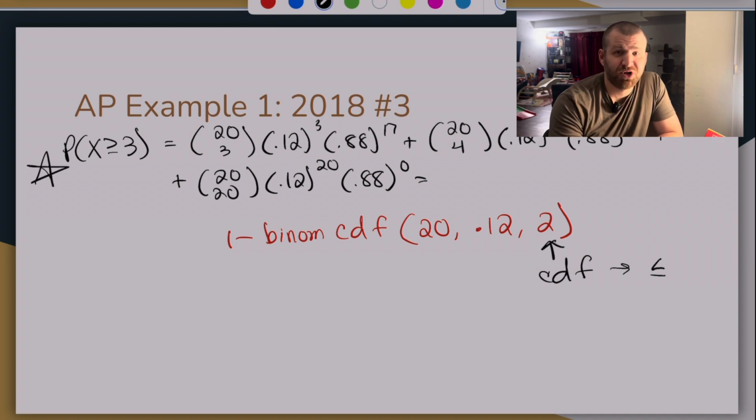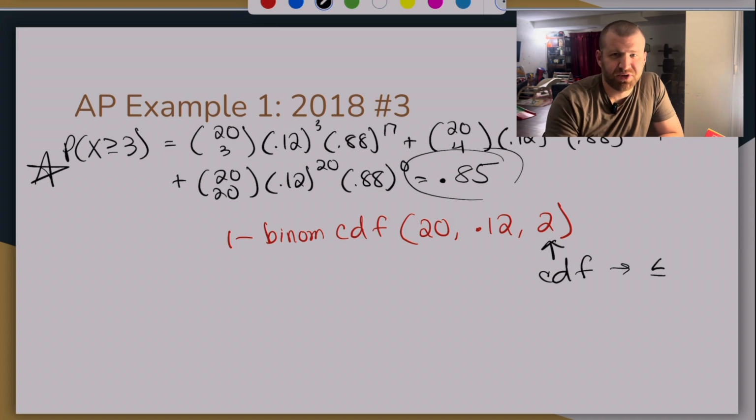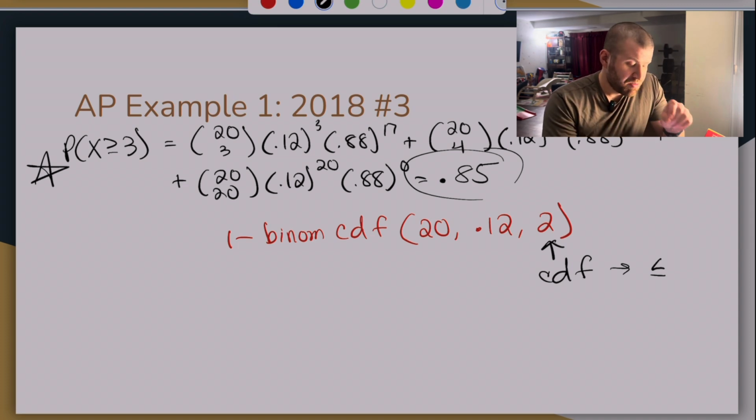This is how I would show the work in order to get that correct answer, which again, I don't have the number in front of me, but let's just say that this answer is like 0.85. I don't know what the actual answer is. I'm making that up completely. It may be close, it may be very far. But that is how you would show the work for that particular problem.